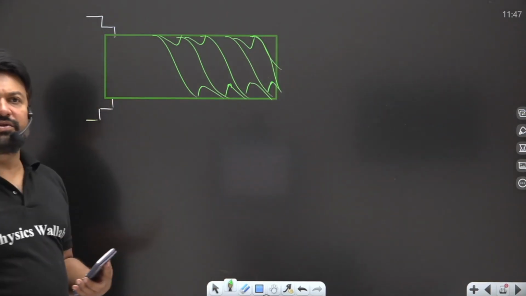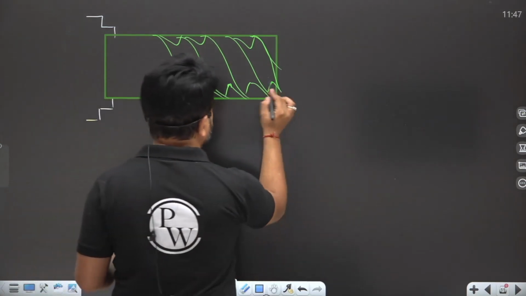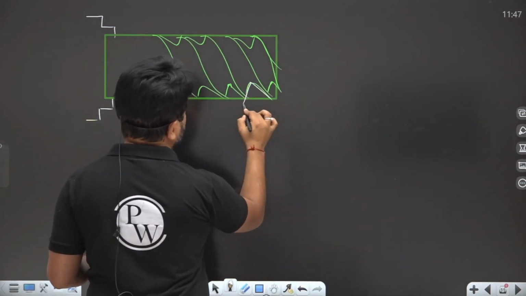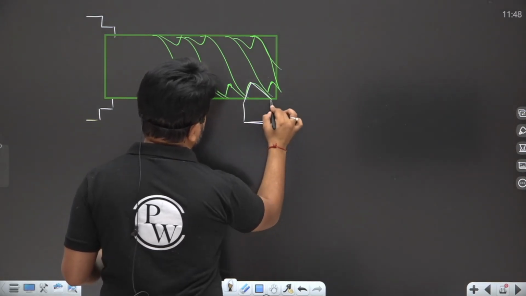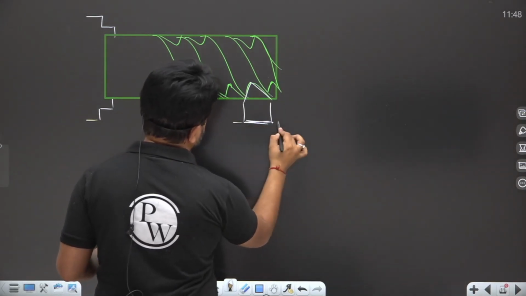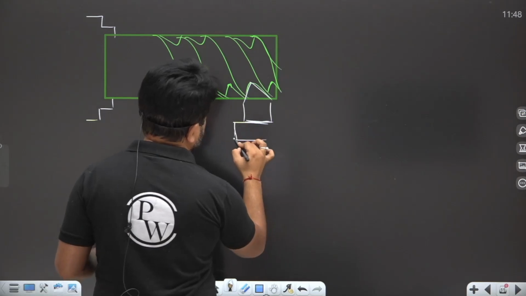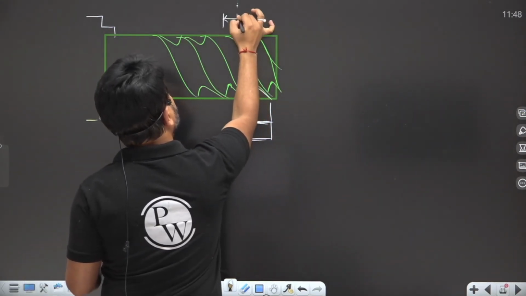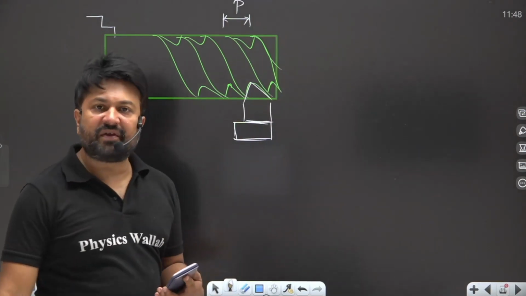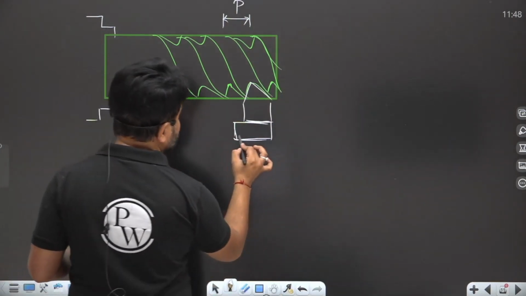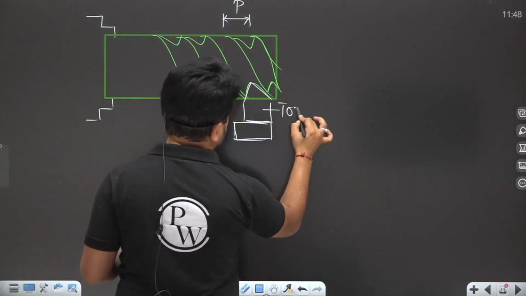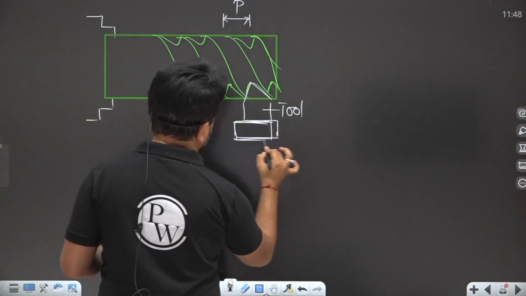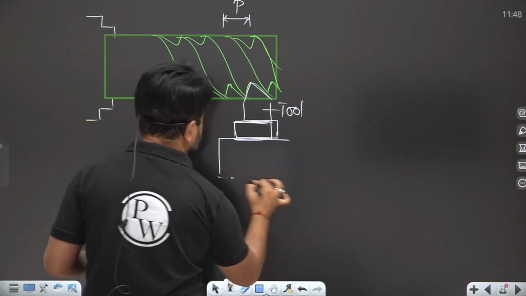So these are the threads. According to this, the tool will look like this, and this is your tool post. This is the desired pitch of the workpiece, and this is the tool. This is the tool post, and this is a carriage.